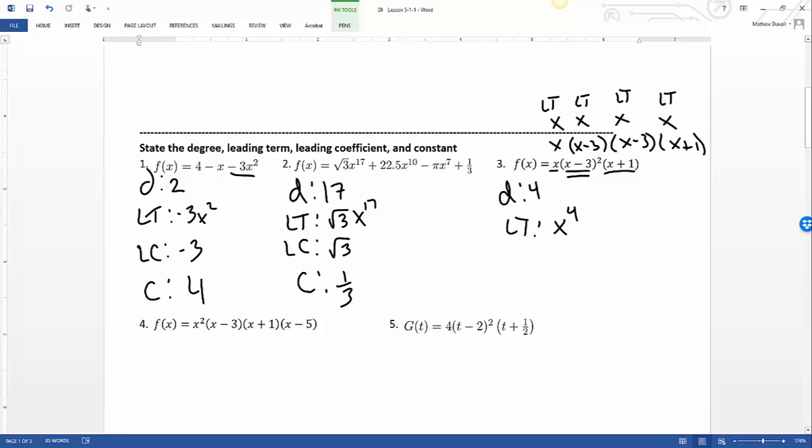Then the leading coefficient, so what's the value that's in front of that? That's 1. And then the constant, if I multiply the constants of all of these, well, this is x, so x times negative 3 times negative 3 times 1, that's going to be 9x. Well, there's an x next to it. So my constant is actually 0.